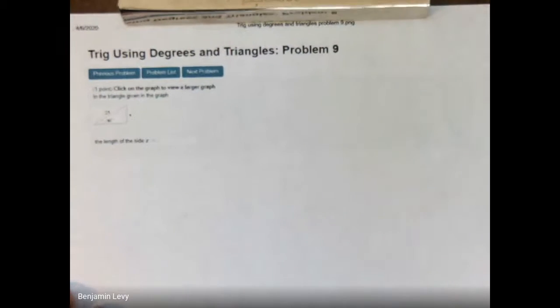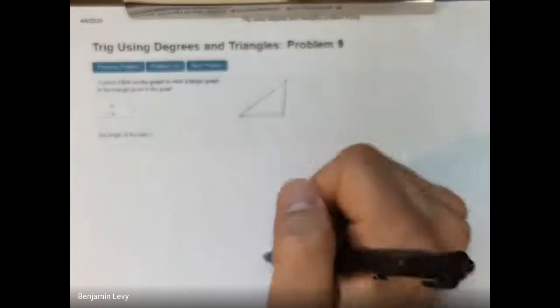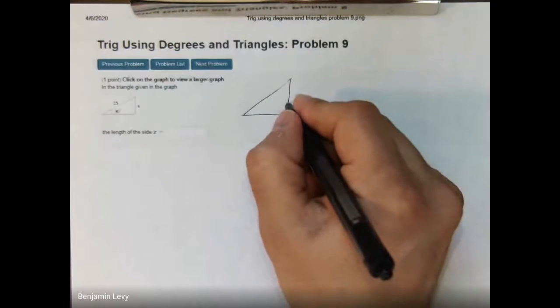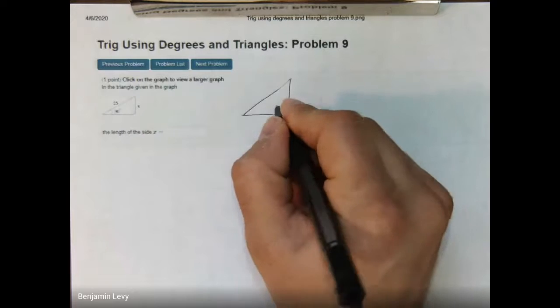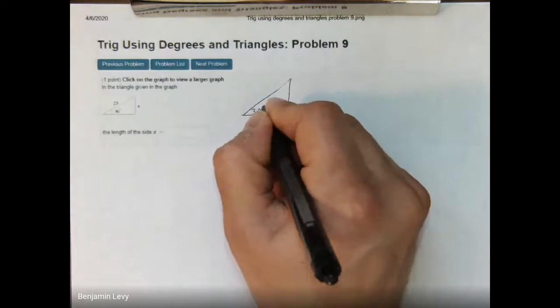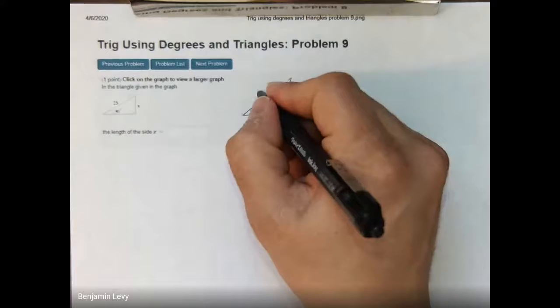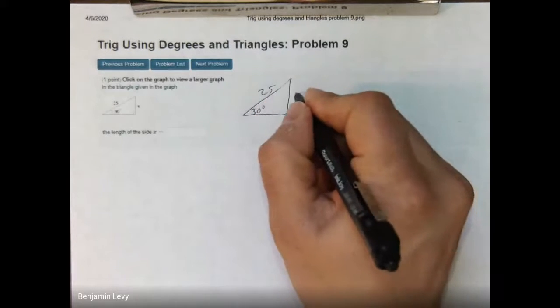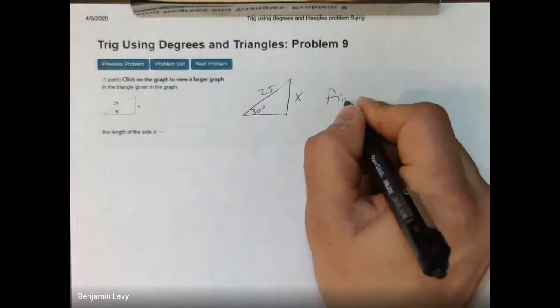Okay, so I know it's hard to see, so I will just redraw this picture and what it's asking us for. It gives you a right triangle. This is problem number 9, as you can see. It gives you a right triangle, and it says that this angle down here is 30 degrees. And then it tells you that this side is 25, and then it wants you to find the side X.